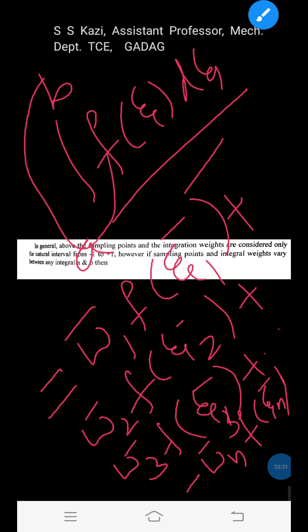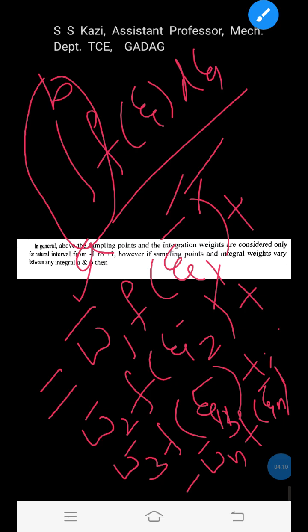If the interval is from lower limit a to upper limit b, then this can be written as w1 bar into f of zeta 1 bar plus w2 bar f of zeta 2 bar plus and so on up to wn bar into f of zeta n bar. Okay, where w1 bar, w2 bar, w3 bar up to wn bar are the sampling weights, the weighting functions for the interval a to b, and zeta 1 bar, zeta 2 bar up to zeta n bar are the sampling points for the interval a to b.